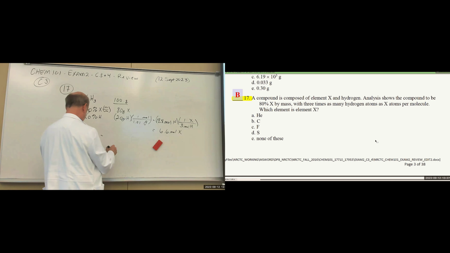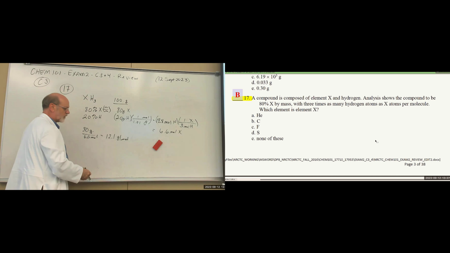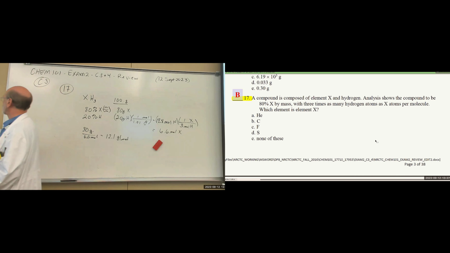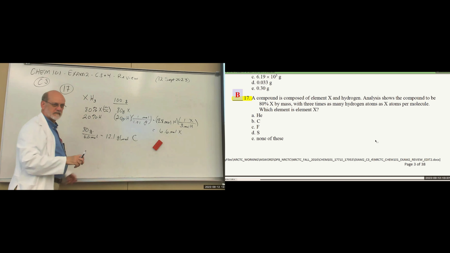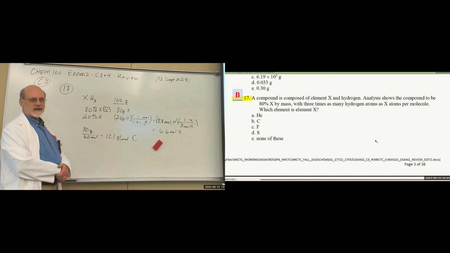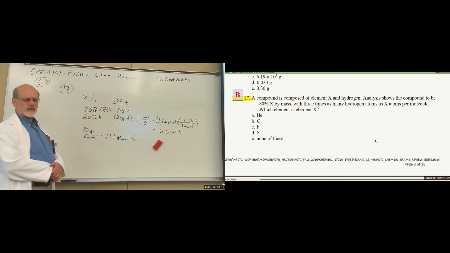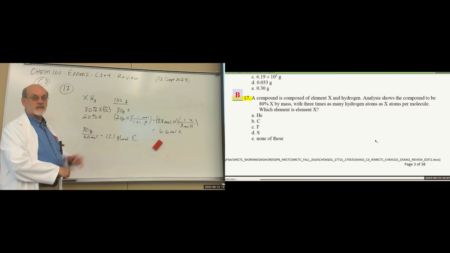That's about 12.1 grams per mole. So what's the closest one we can come to if we look on our periodic table? Looks like it's carbon. Within experimental error. Everybody see how I got that? I probably should have started with, how do we identify an element when we don't know the number of protons? The only way you get at it is molar mass. So that's where I was headed.